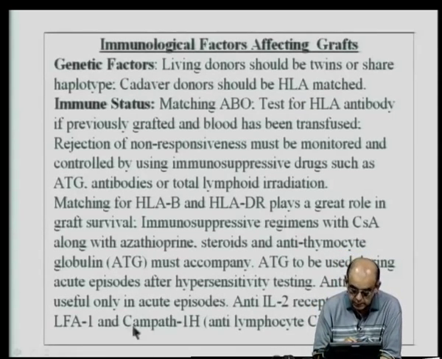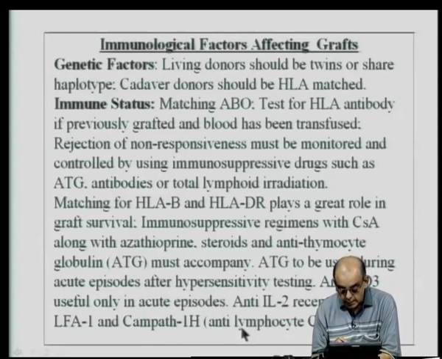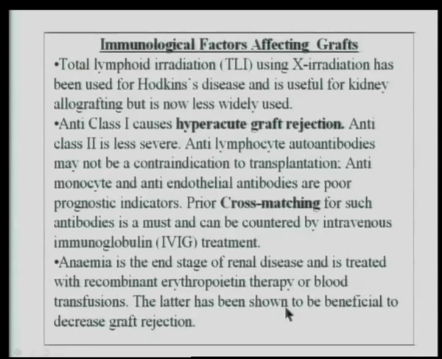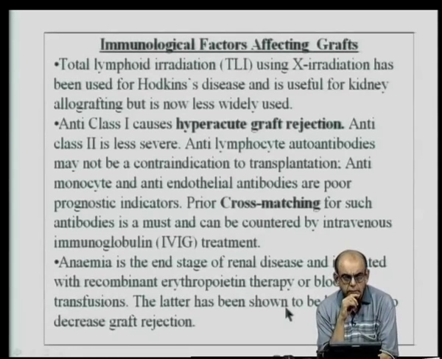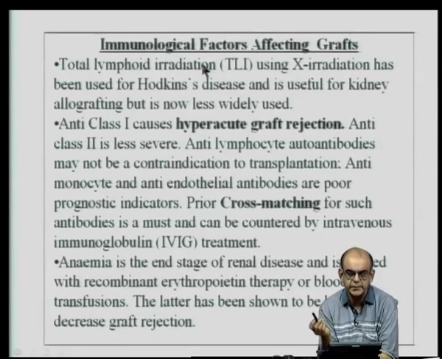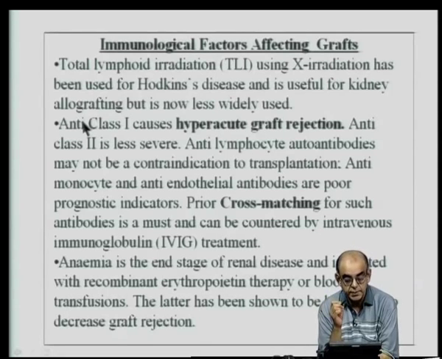Now, Campath-1 is an anti-lymphocyte CD52 antibody which has been used with a fair degree of success in transplantation reactions. So, when you look at other immunological factors, of course, total lymphoid irradiation using X irradiation was used for Hodgkin disease. It is more useful in the case of kidney allografting, but is now less widely used.